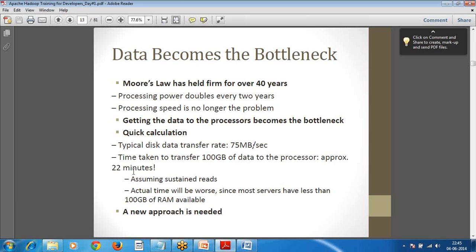In fact, this 22 minutes is also fine when you have sustained reads. In a real-time scenario, due to network bandwidth or system hardware, this time will be even more. So when you are copying data from one external system to another and then running your processing, you end up spending most of your time just copying the data rather than concentrating on the processing. So definitely the logic used in the existing distributed systems will never hold good when you have data of huge volume. That's why a definite new approach was needed.